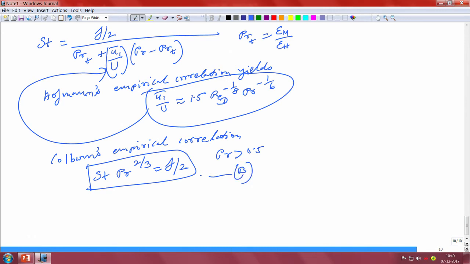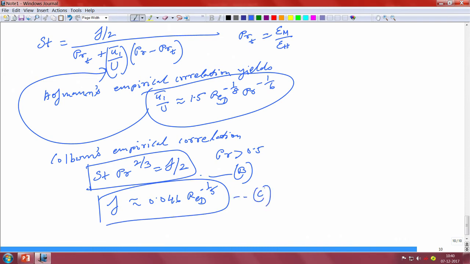and an equation of f, which is equal to something like 0.046, or it can be 0.078, depends on what we are doing. Okay. So, for higher Reynolds number, this is the expression. So, this is like C.